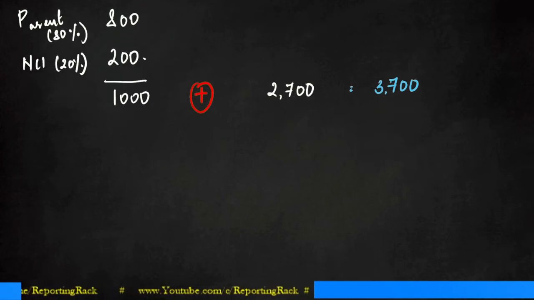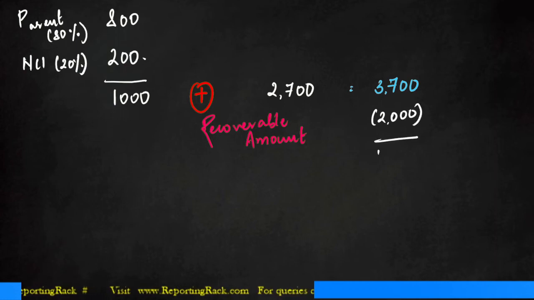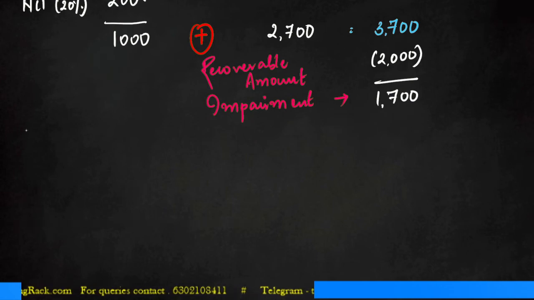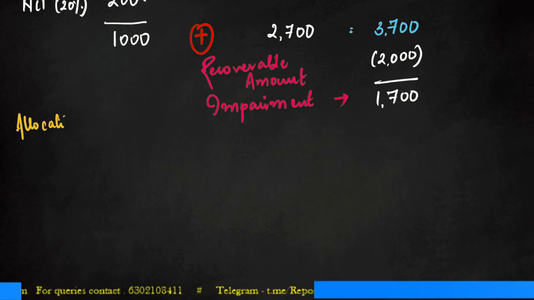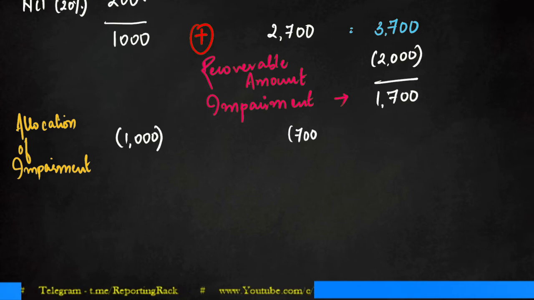Out of 3700, he is saying that the recoverable amount is only 2000. That means I have an impairment of 1700. What did we learn regarding goodwill impairment? Any impairment loss should be first adjusted against the value of goodwill. So, allocation of impairment: 1000 should be reduced from the goodwill, and the balance 700 should be reduced from the value of assets.